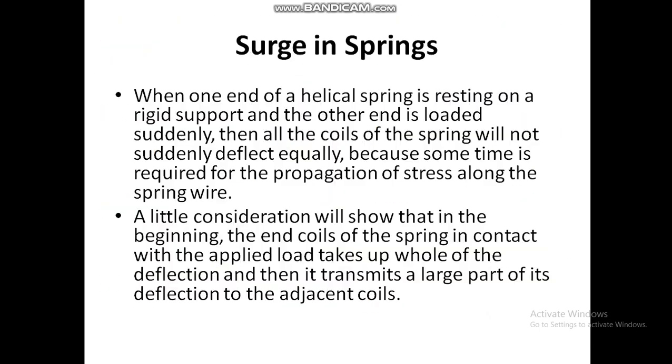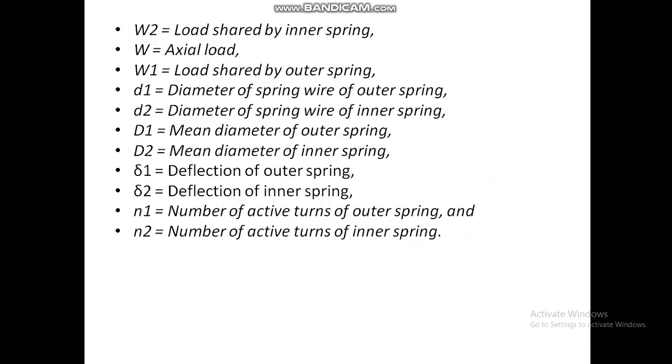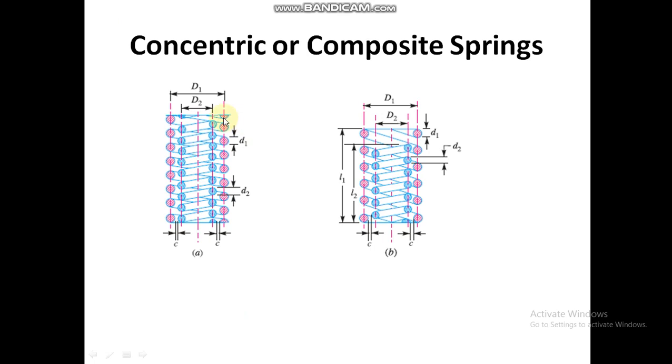Okay, so a little consideration will show that in the beginning the end coils of the spring in contact with the applied load take up the whole of the deflection, and then transmit a large part of it to the adjacent coils. So if this is your spring, the deflection propagates from one coil to another coil. If the deflection starts from here, it goes to the next coil, then the next coil, then the next. So if you apply the load from the top, the deflection of the spring will not happen suddenly, but will travel from the upper coils to the lower coils.